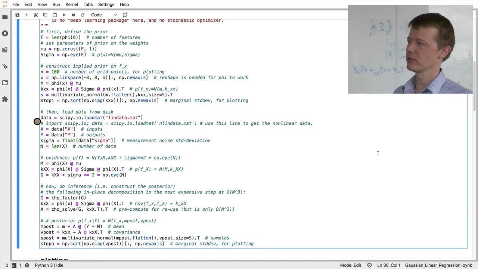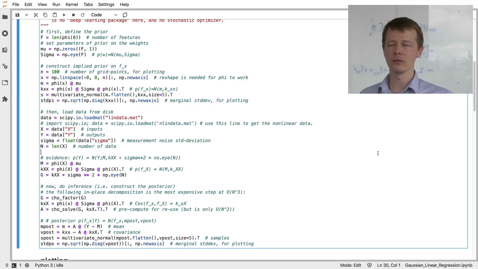Now we load data. So for that we do some I/O. I actually have this data lying around in some MATLAB format, but of course it doesn't matter. I just load it from somewhere. And then now we have the data. So the data, it's a supervised problem. So data contains x's and y's. And also it comes together with a noise, so with sigma. Sigma is the standard deviation of the measurement noise.